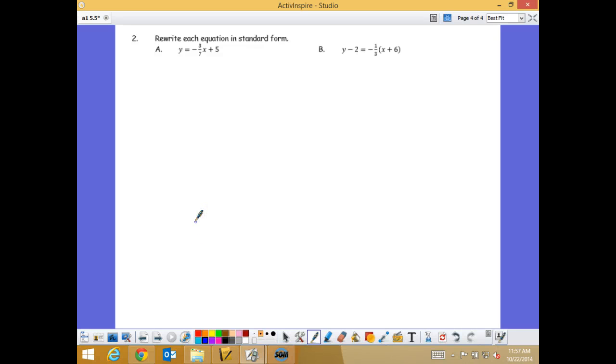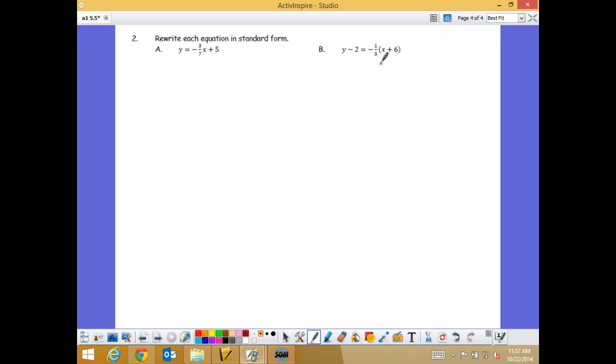For the last two examples, we are going to rewrite linear equations in standard form. The first one is given in slope-intercept form. The other one, letter B, is given in point-slope form.